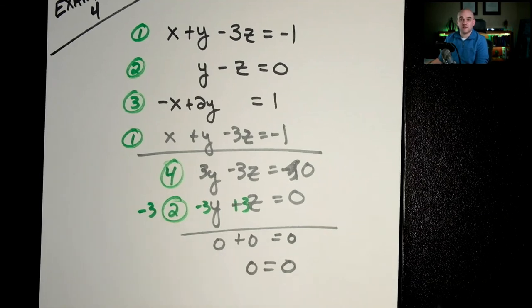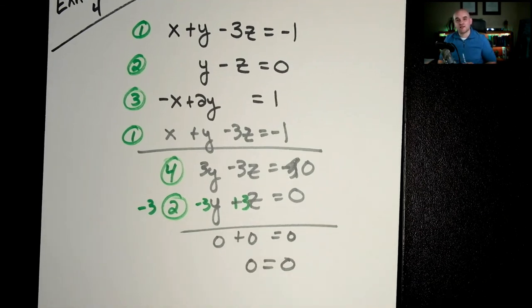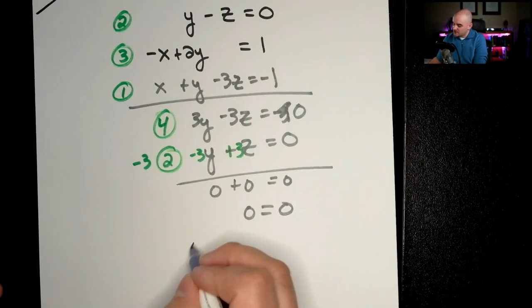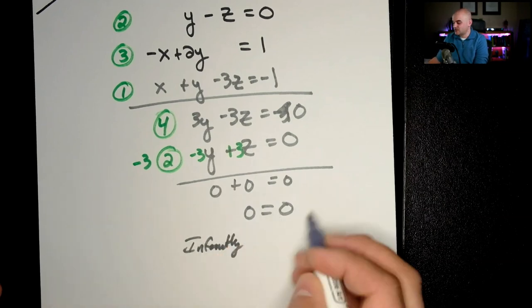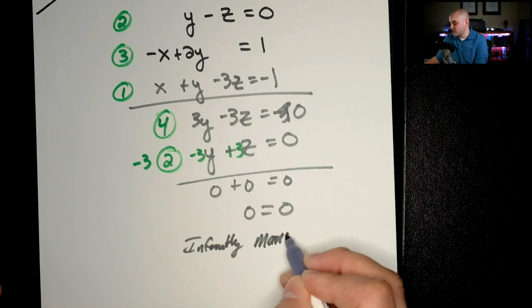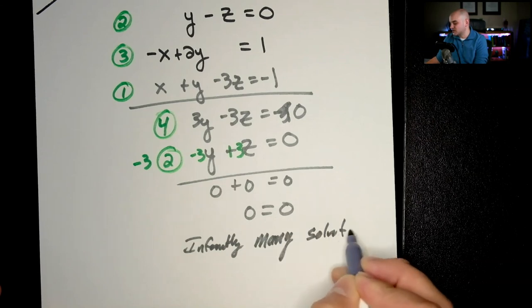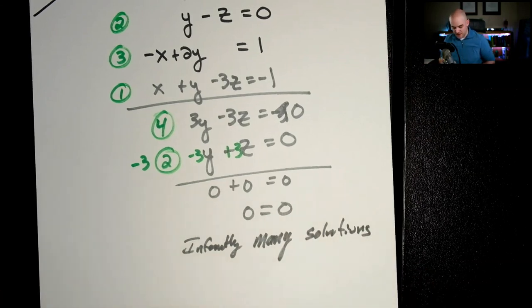0 does equal 0. So just like when we had systems with two variables, when all the variables get eliminated and you get a true statement, that means that there are infinitely many solutions. All right? Go ahead and write that: infinitely many solutions. It's a whole bunch of solutions. More than you can count, right?